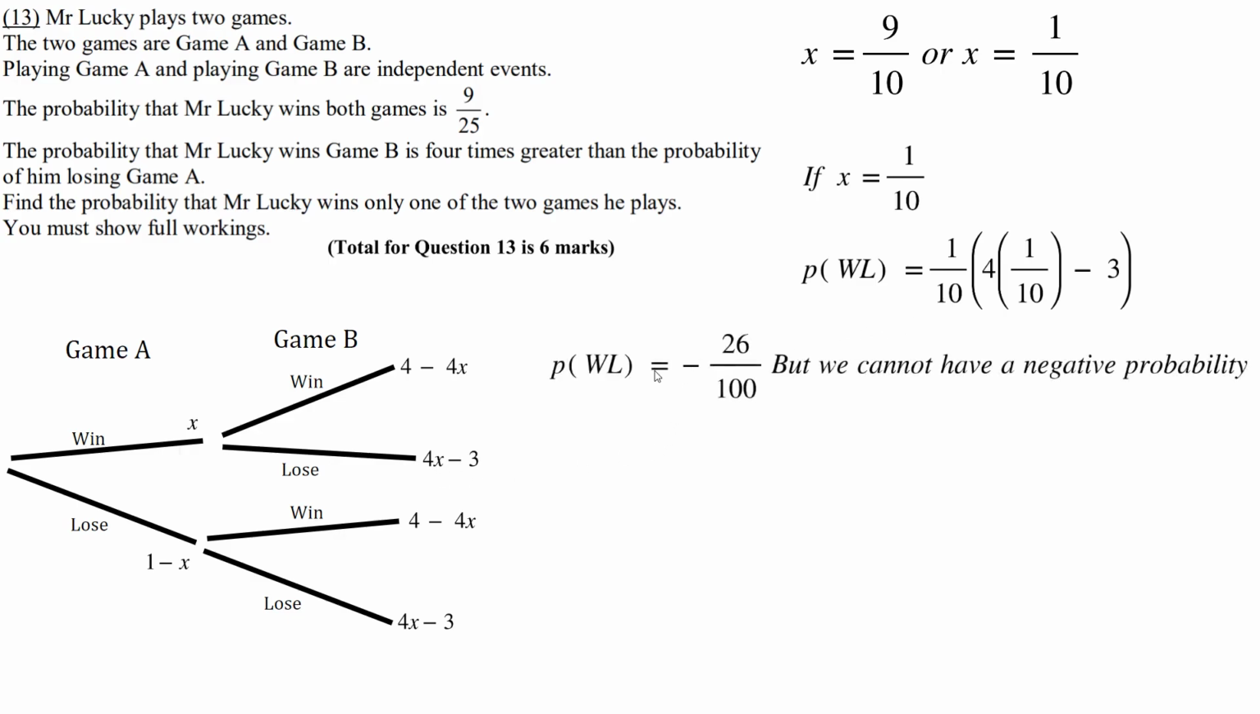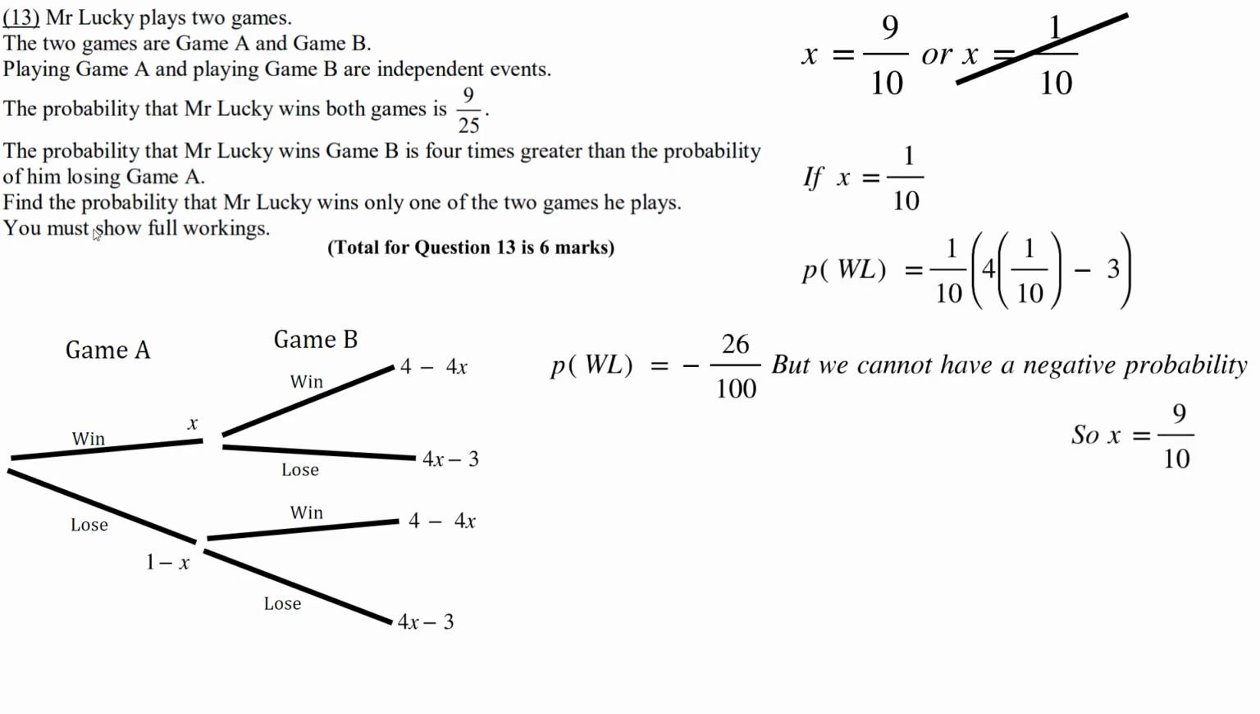Well, if you put it in, you'll find out that we get a minus probability, but you can't have a negative probability. So that means x cannot be 1 over 10. So it has to equal 9 over 10. Okay, so whenever you have two values, and they both seem right, but you're not 100% sure, just substitute values in, and then eventually you'll find out that you need to discard one of them. So that means x equals 9 over 10.